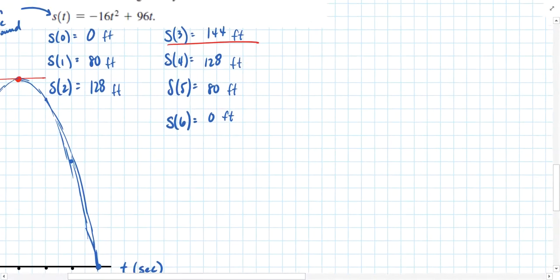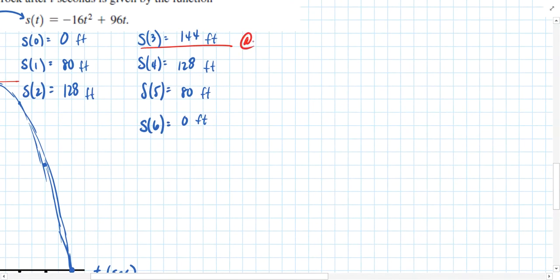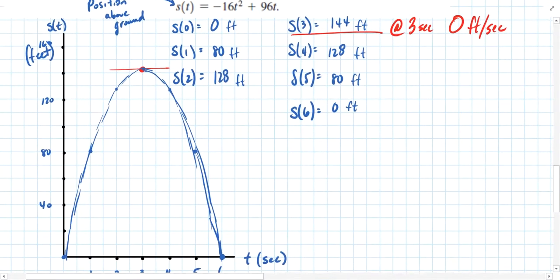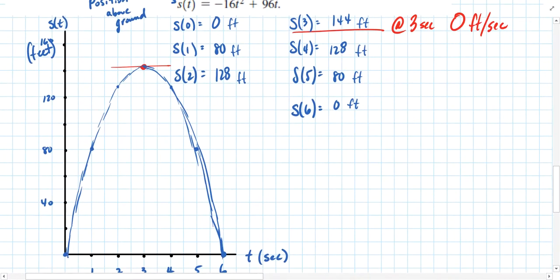Well, a lot of us recognize that at the 3-second mark, it's actually moving 0 miles, or I'm sorry, not miles per hour, but 0 feet per second. Its speed is 0 because it's reached its peak. It's just getting ready to start falling down, and at that split second, it has a speed of 0, or velocity of 0. Now, as it turns out, that's not a coincidence.